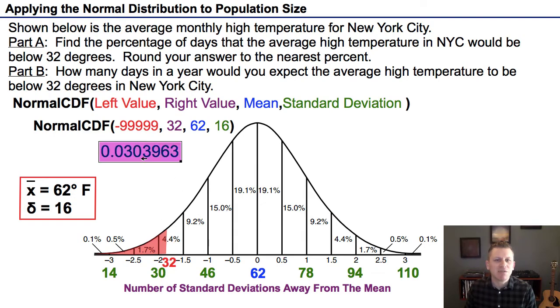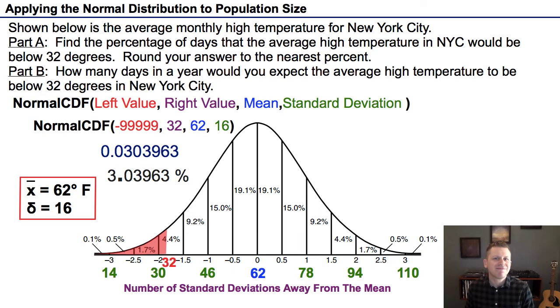This is the decimal version of the percentage of days that the temperature is less than 32 in New York City. To make it a percent, simply multiply by 100. And of course, let's round this to the nearest percent. This is about 3%. What that means is that if you live in New York City, you can expect the temperature to be below 32 degrees 3% of the time.